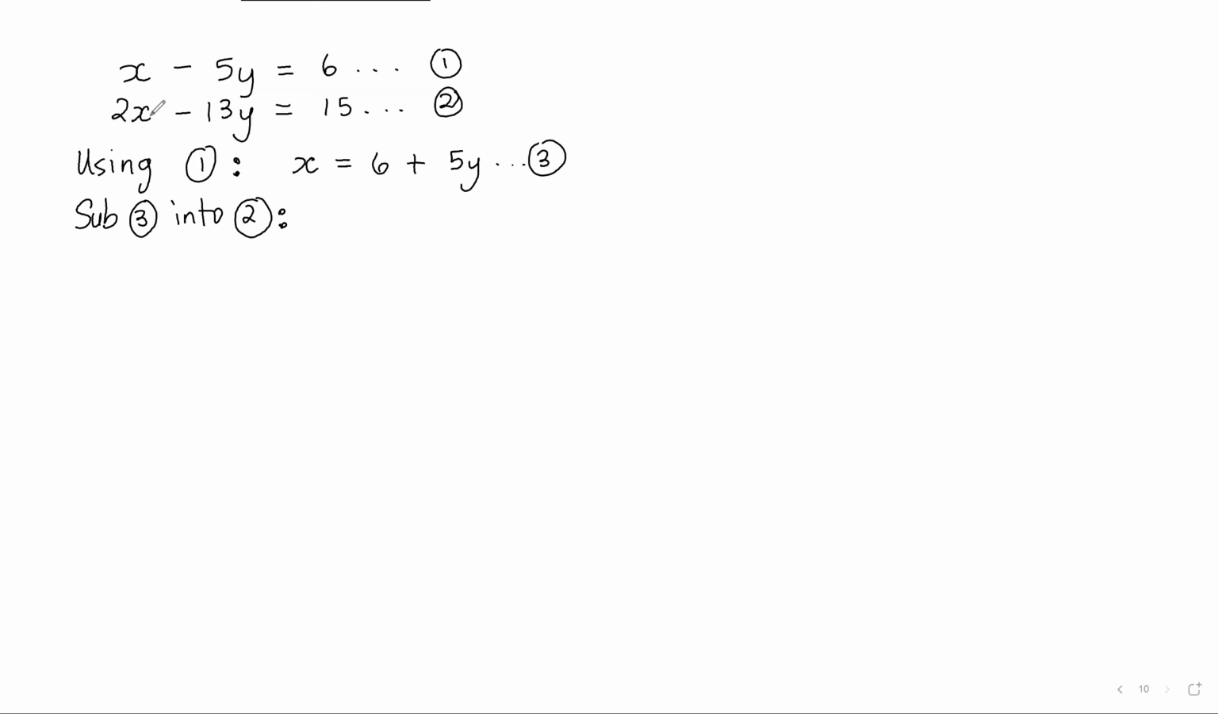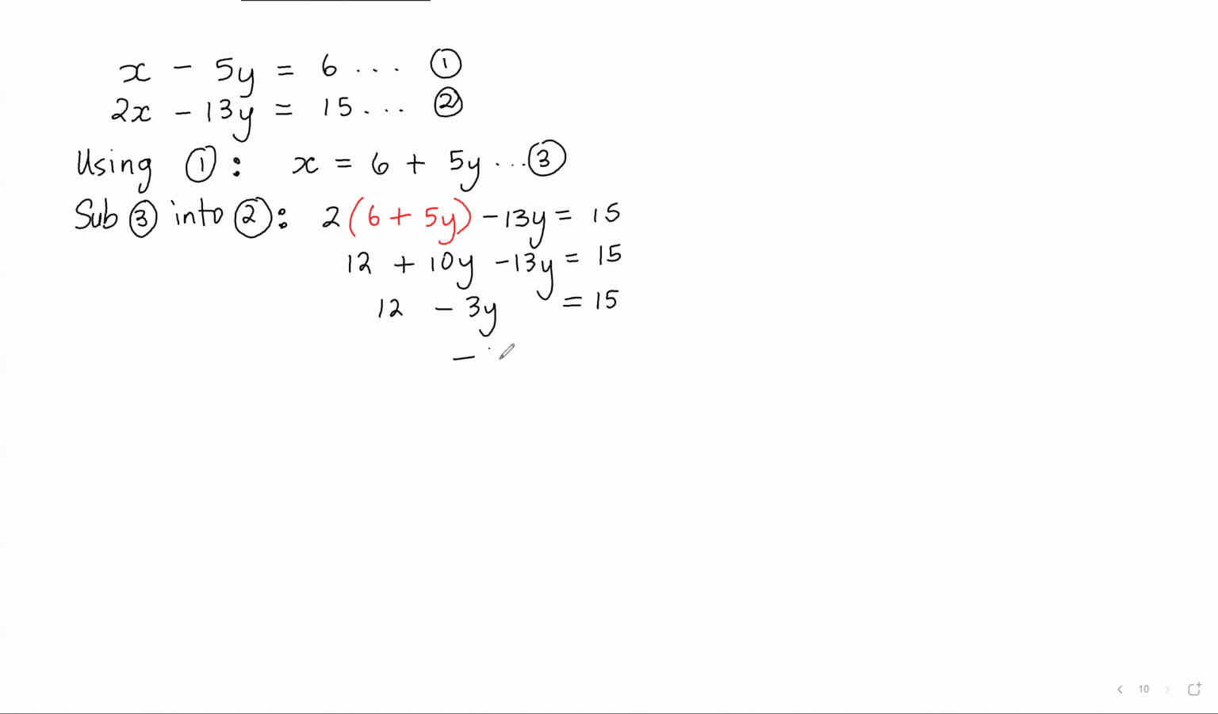So the second equation is 2x minus 13y is equal to 15. I'm replacing x with 6 plus 5y. So this would be 2 times (6 plus 5y), since it's 2 times x. 2 times (6 plus 5y) minus 13y is equal to 15. 2 times 6 is 12. 2 times 5y is 10y, minus 13y is equal to 15. So this would be 12, 10y take away 13y is minus 3y. So all of that is equal to 15.